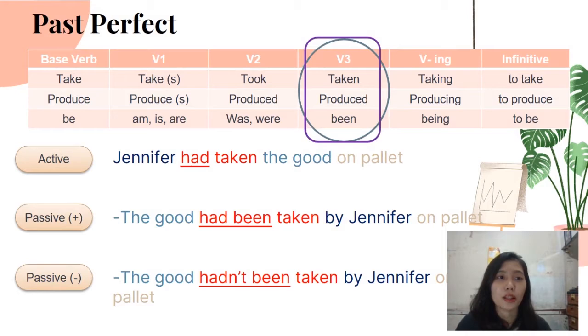Still the same with the present perfect. The past perfect still uses the verb 3 column. The active sentence is: Jennifer had taken the good on pallet. If we change it to a positive passive sentence: the good had been taken by Jennifer. And the negative passive is: the good had not been taken by Jennifer.